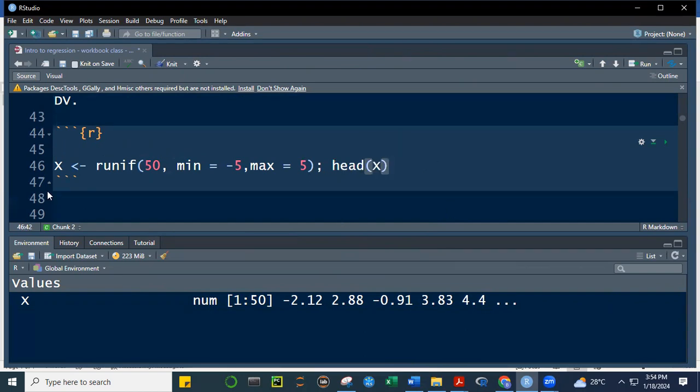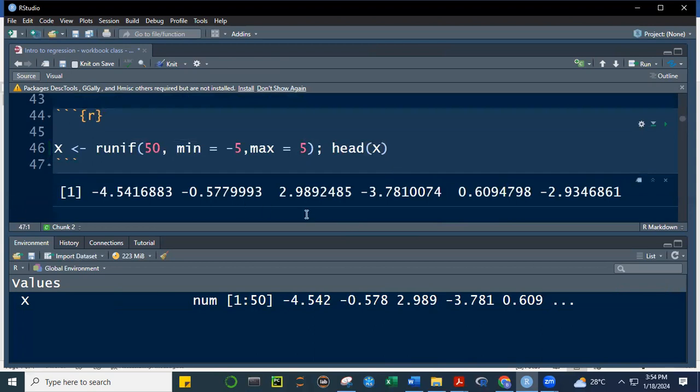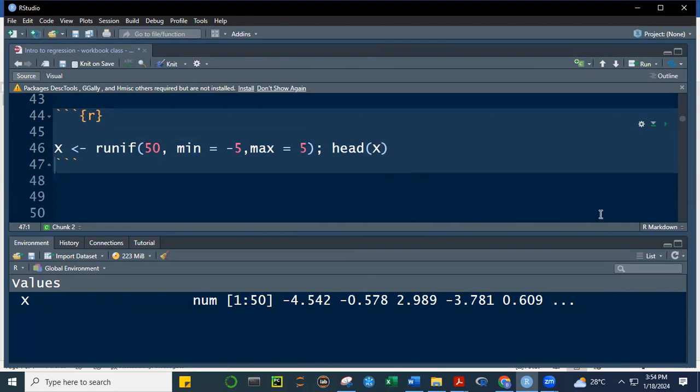Walang set.seed. I'll run this, so R will generate a new random number called X, 50 of which minimum is -5, maximum is 5. And then I ask R to generate the first 6 observations. Tingnan nyo class, nagbago na, no? And then if you run this, it will be different from your values, kasi hindi tayo nag-set that seed. Control Z, balik ko na. Okay. So this is very important for us to have the same set of random numbers. Set that seed 1, 2, 3.